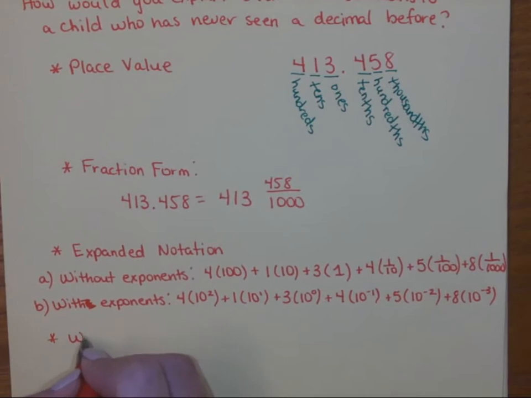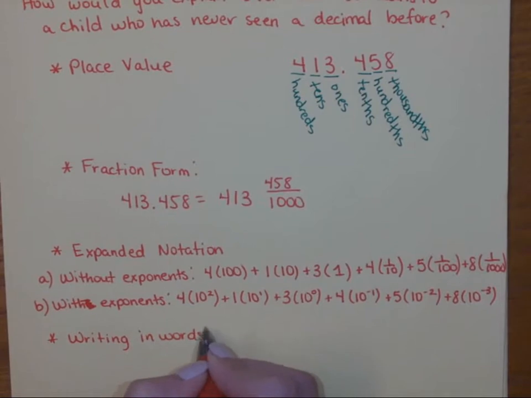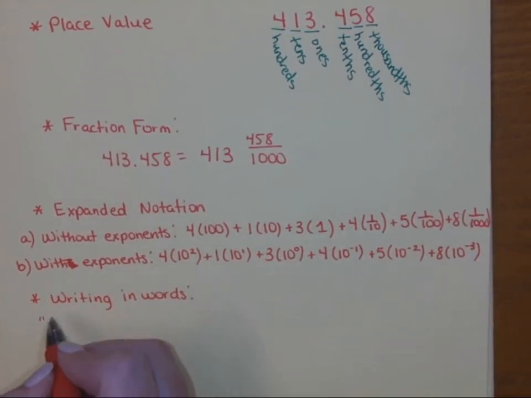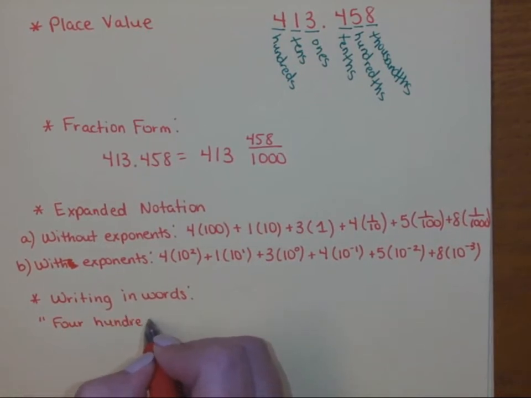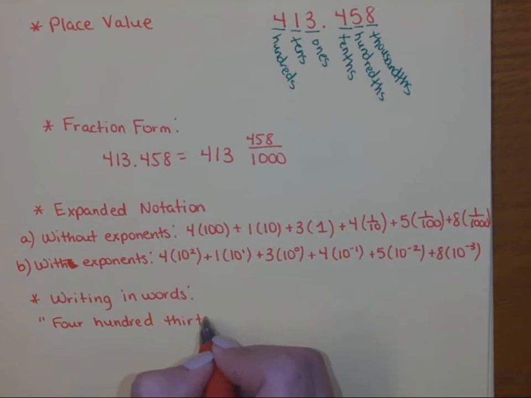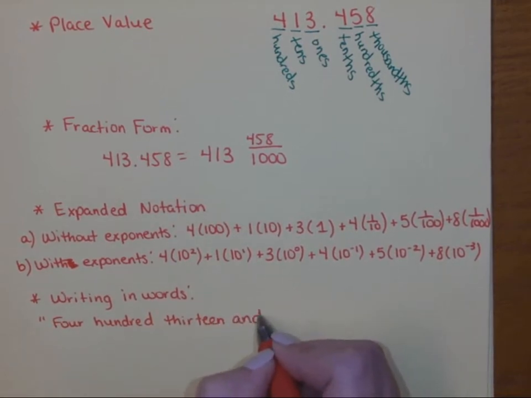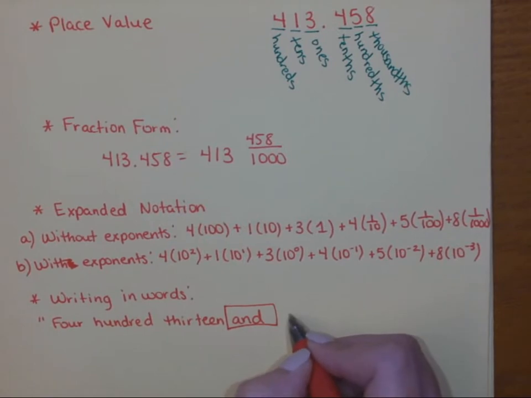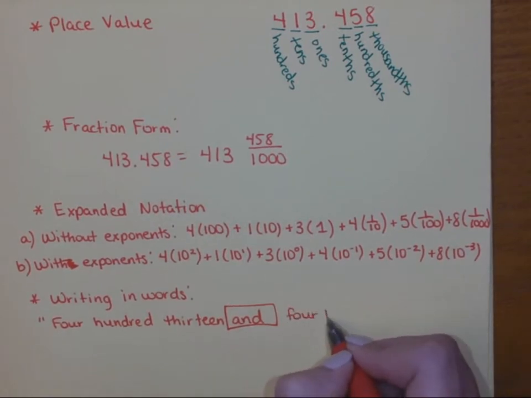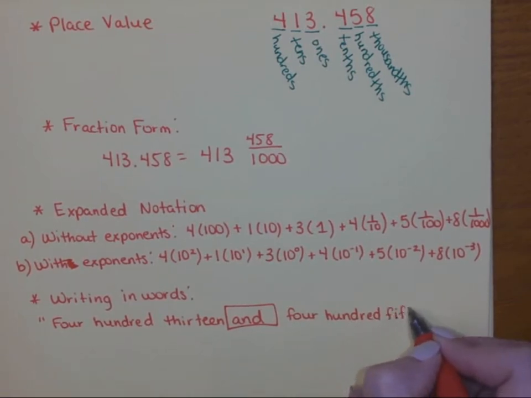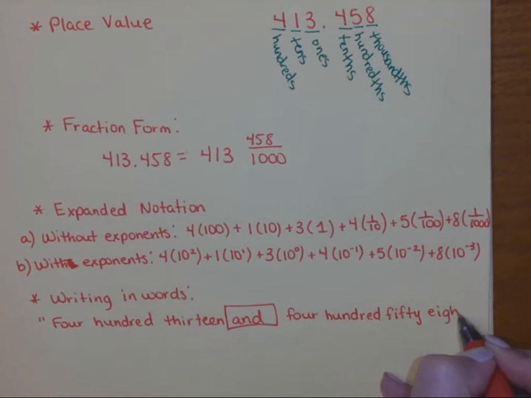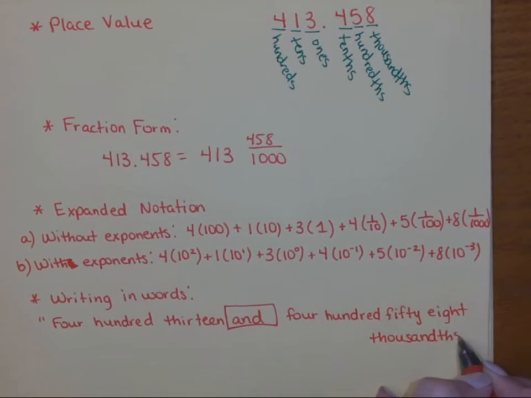Okay, we can definitely write this number in words. And this is something that our students will be expected to do with their state testing. They'll be expected to be able to write in words what this number is. So this number would be, of course, 413. And then we use the word and to represent the decimal place. Okay, and then it would be 458 thousandths. So if you look at the fraction form, it might be easier to actually write that out.